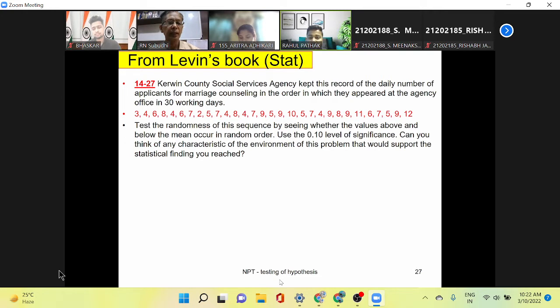If the value is, Aritra, how much was it? 6.7 something. So what will we give to these three, Rahul? Below mean is B, above mean is A. Below, sir, B. Next number, B. Next number, B. Next number, we will give above, A. Okay. Quickly, all of you copy the numbers and in the next line convert them to A and B like this.